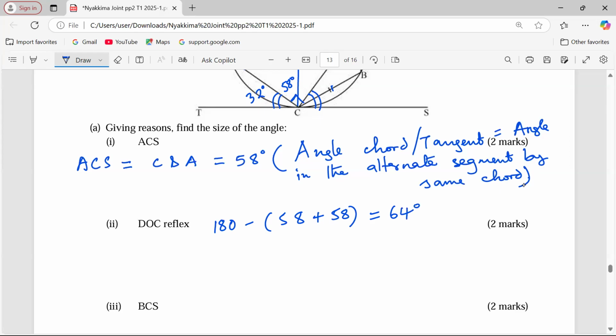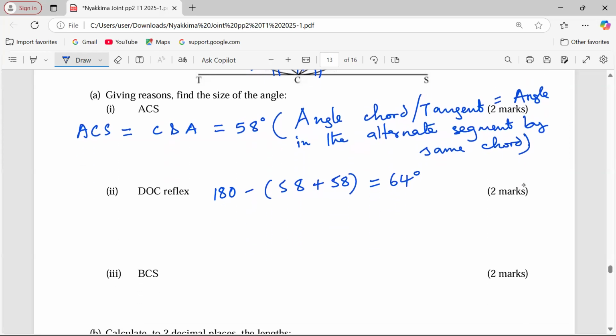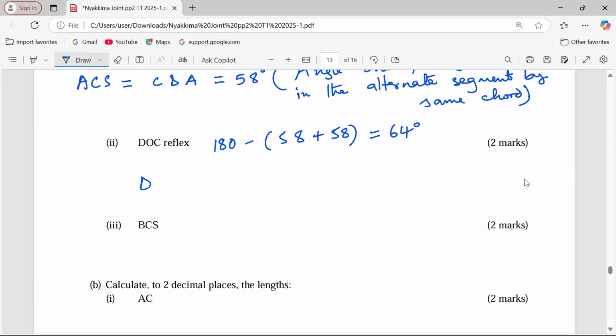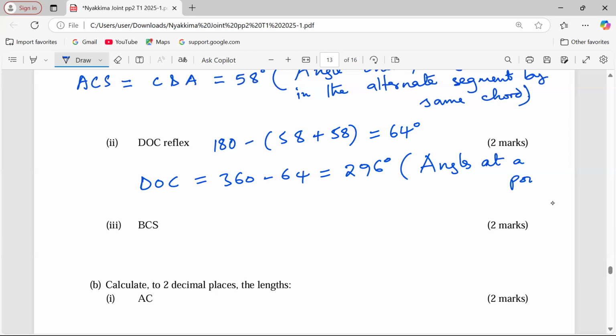But now the angle that we need is the reflex one, which means we have to get DOC, the reflex angle, by taking 360 minus 64. So when we take 360 minus 64, we'll get 296 degrees. Angle at a point, they must add up to 360. That is the main reason we have calculated the value of the angle, that way.